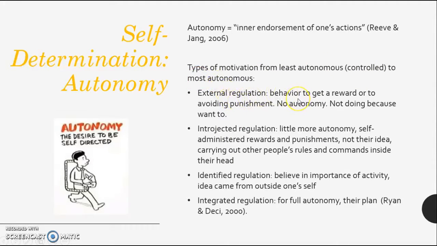So when a student engages in a behavior or engages in an activity to get a reward or to avoid a punishment, for a grade, let's say, there's really no autonomy in that, and they're not doing the assignment because they want to. They're being regulated by an external factor, the instructor who's threatening perhaps a failing grade. Now, introjected regulation, there's a little bit more autonomy there.